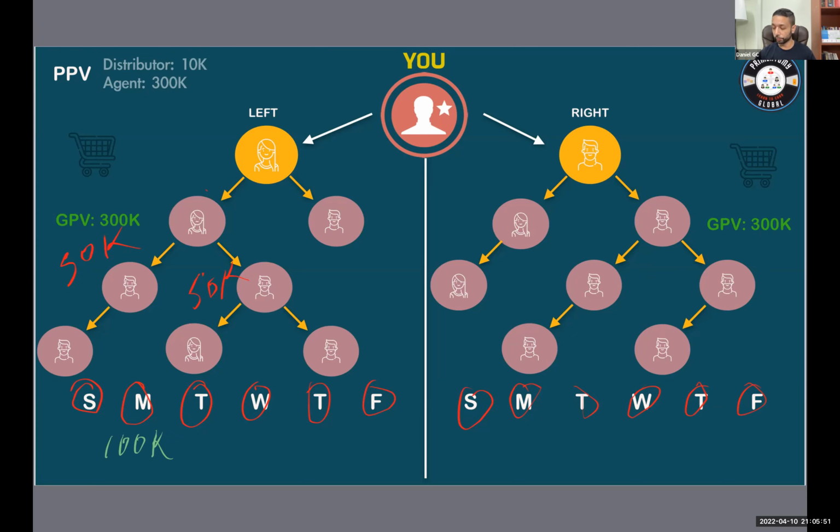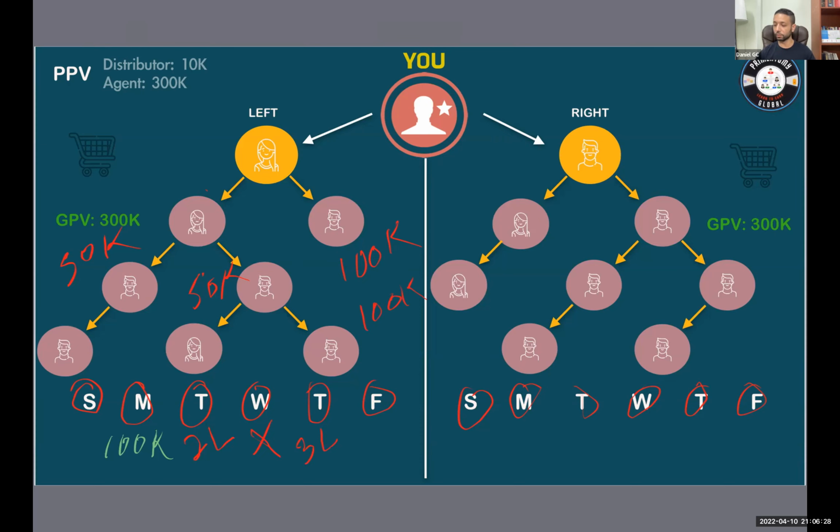Now on Tuesday, another person buys, let's say, 1 lakh worth of points. So on Tuesday, you're going to have 2 lakh PV. And let's say Wednesday, nobody bought anything. But on Thursday, 2 people bought again worth 1 lakh points. So on Thursday, you reach 3 lakh. So on Thursday, you have 3 lakh points on your left leg.